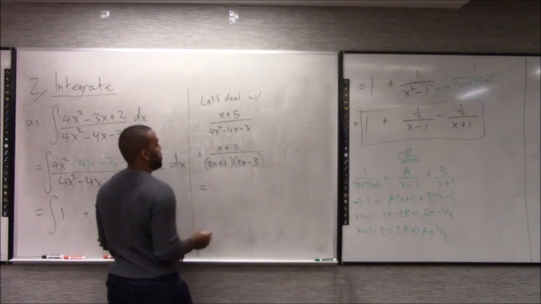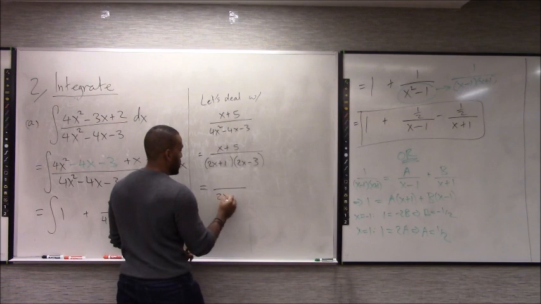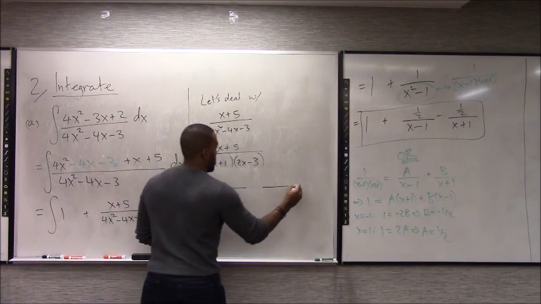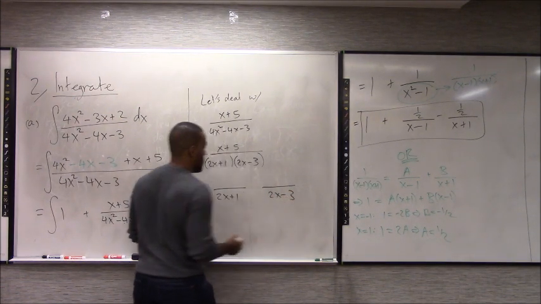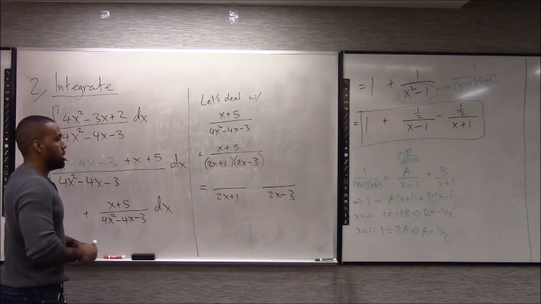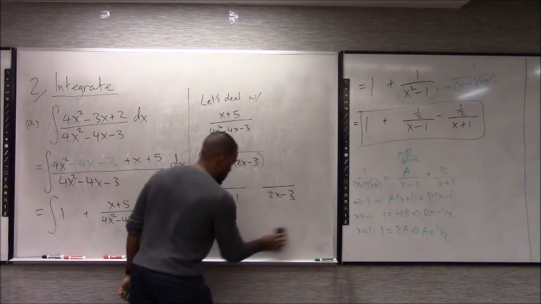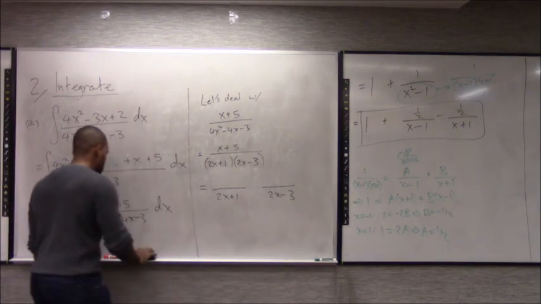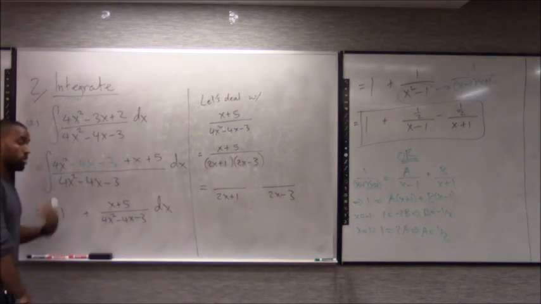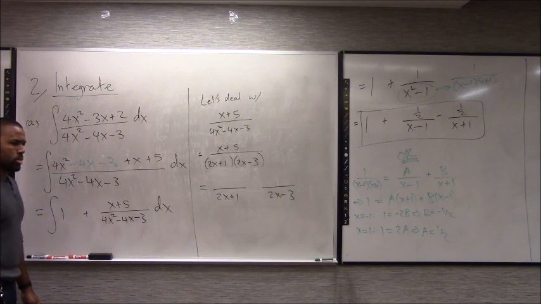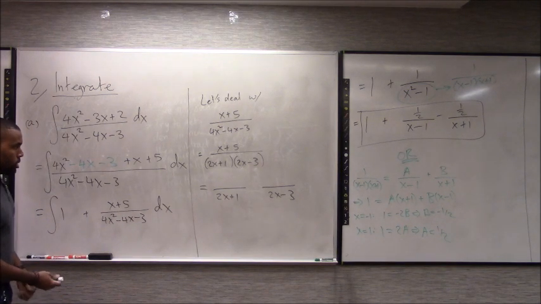So the next step is actually you're going to break this up: 2x plus 1 and 2x minus 3. Now it turns out that these are linear non-repeating factors. So you don't even have to go through the partial fractions method as shown, although you could. Details left to the reader. I'm actually just going to do the shortcut.